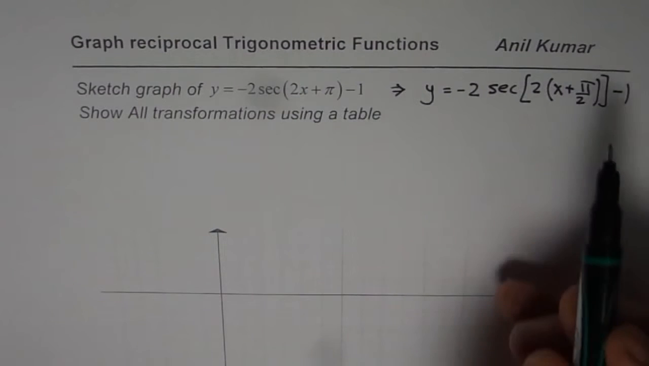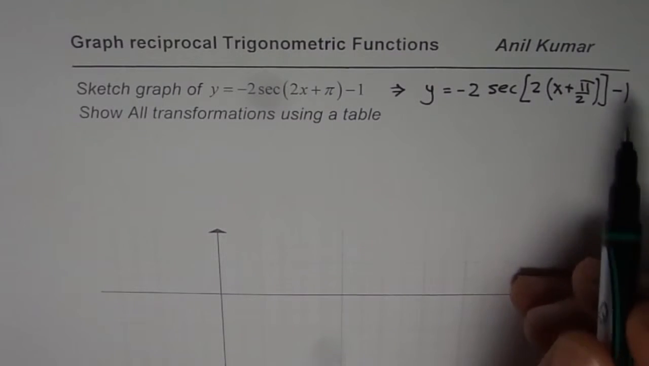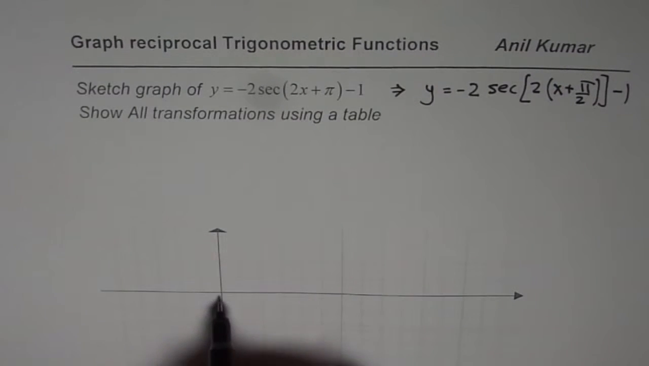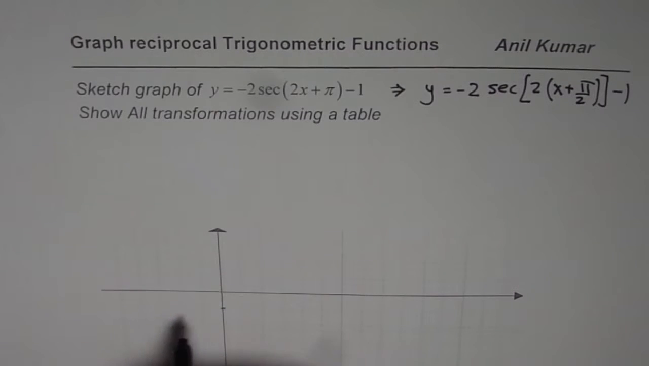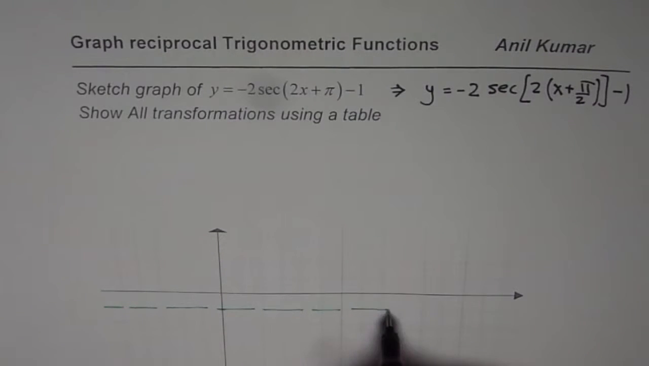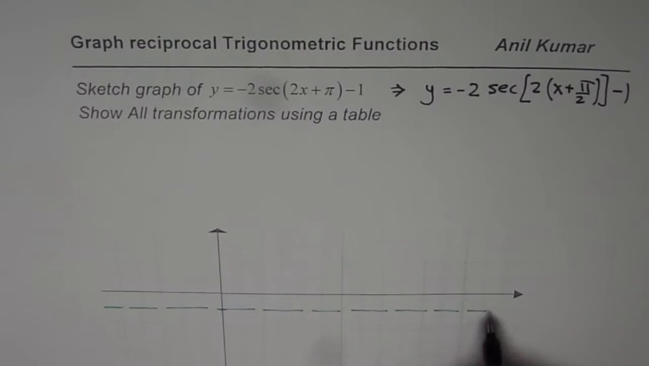Now when we say that the axis is minus 1, let's say this is a graph and that is minus 1 for us. Let me sketch the axis first. So this is the axis for us, which is at minus 1, right? So that is the axis, which is y equals minus 1.